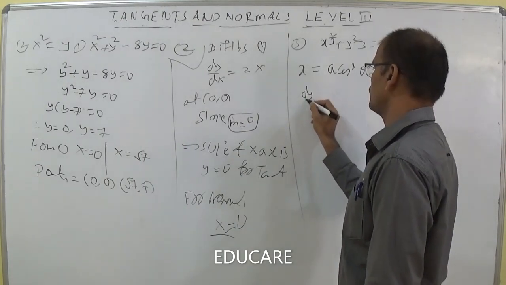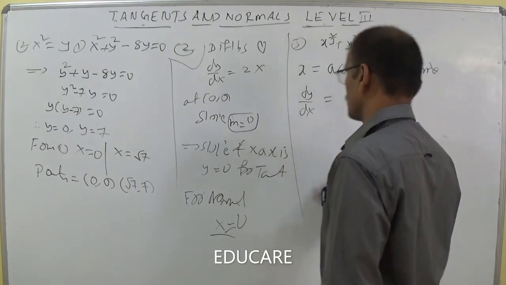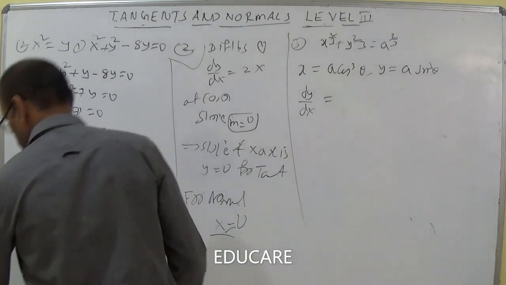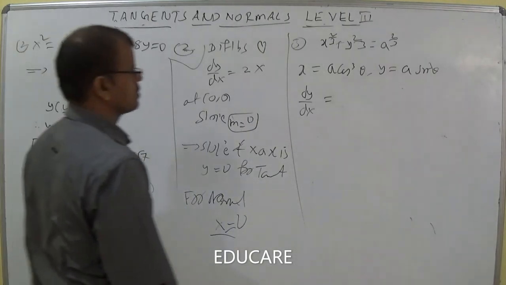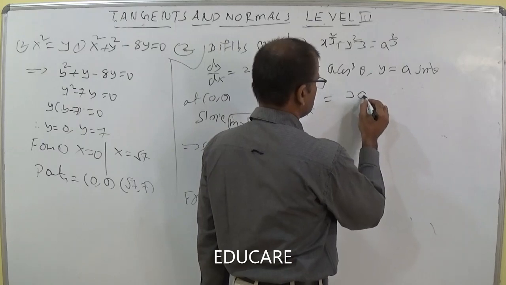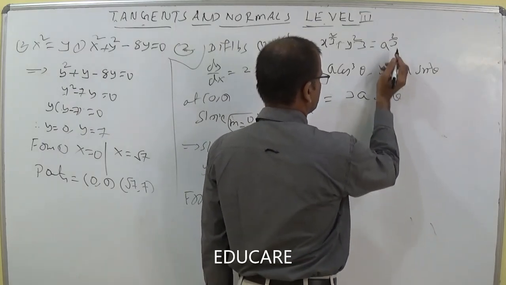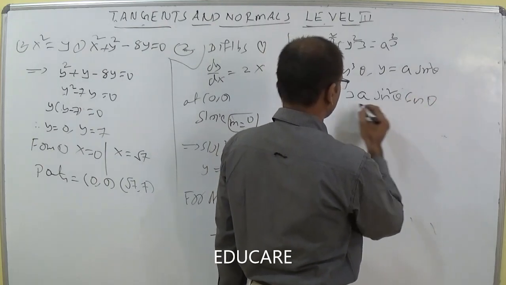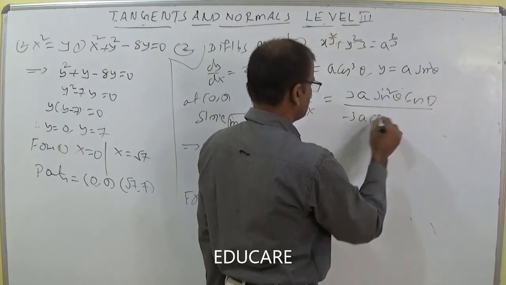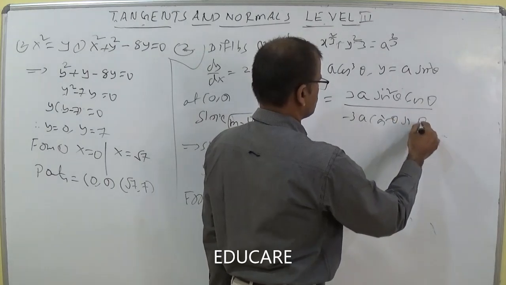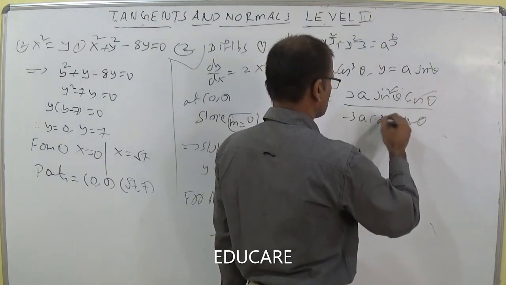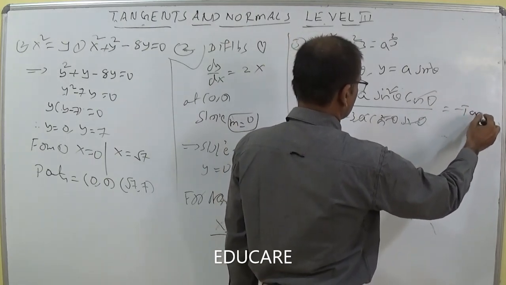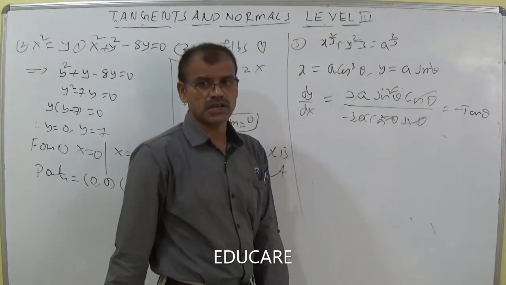So dy by dx we can write as dy by d theta divided by dx by d theta, as parametric points. So 3a sin square theta cos theta by minus 3a cos square theta into sin theta. Plenty of times we have discussed this. Sin theta, and sin square and cos square cancel. Here you can write it as tan theta, minus tan theta.